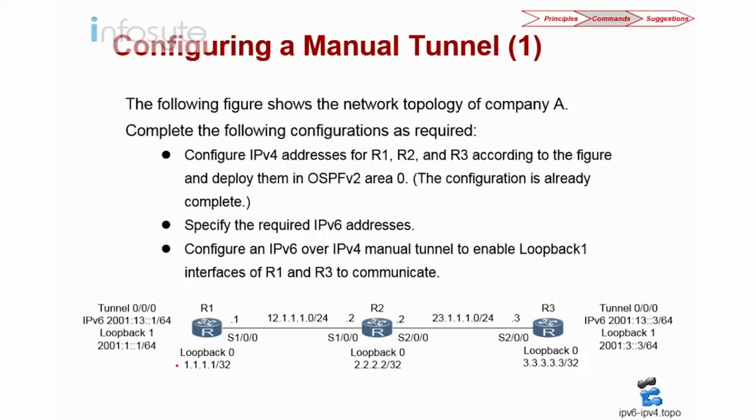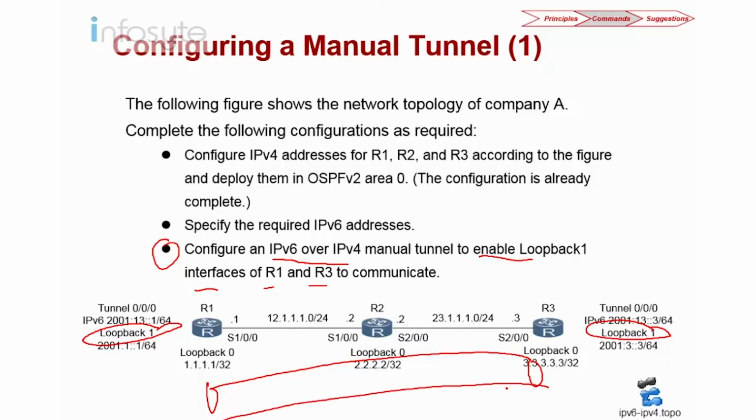Now the most critical part is this requirement: configure an IPv6 over IPv4 manual tunnel to enable the loopback 1 interfaces of R1 and R3 to communicate. So I need to make sure that loopback 1 on both sides can communicate over the IPv4 network. So we need to create a tunnel, and the packet will be going into the tunnel.